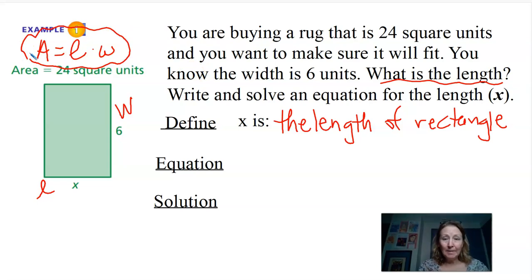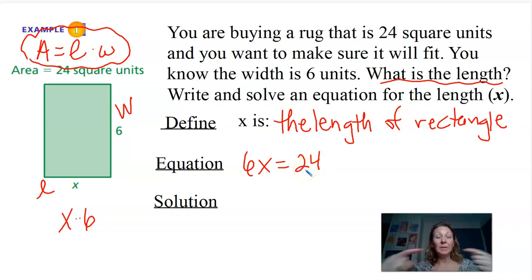I could do the x times 6, right? But if I do this, that's a little awkward. I always want to put the coefficient, the number in front of the x, so I'm going to write it like this. 6 times x equals 24. Because remember, there's the commutative property of multiplication, so it doesn't really matter if you write x times 6 or 6 times x. Just the convention is to put the number in front of the variable. It's a multiplier.